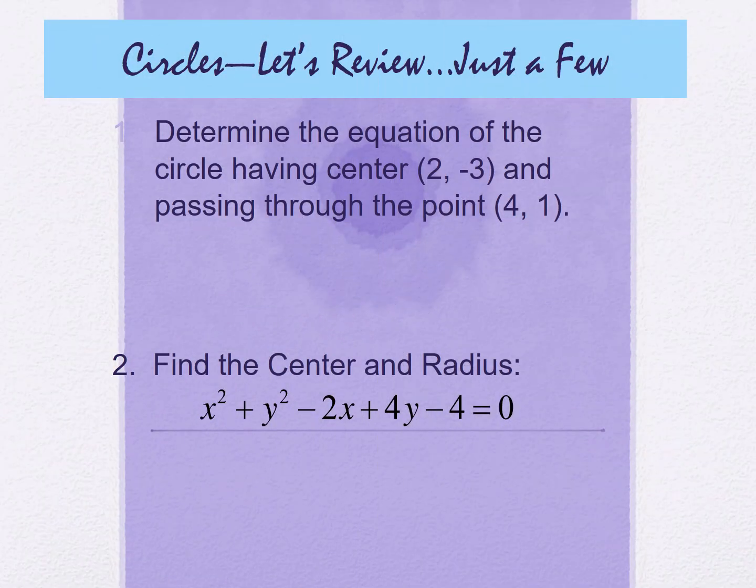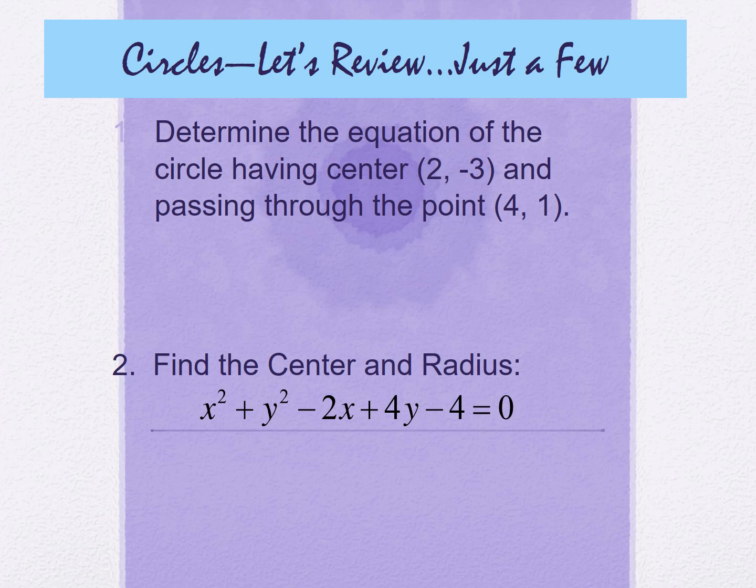Okay, today we're going to cover our second conic section, which is the ellipse. But before we do, how about a little circle review? Looking at number 1, it says to determine the equation of a circle having a given center, 2, -3, and passing through an additional point or solution point of 4, 1. Of course, you could sketch that out to see the radius. The distance from the center to any point on the circle would give us the radius.